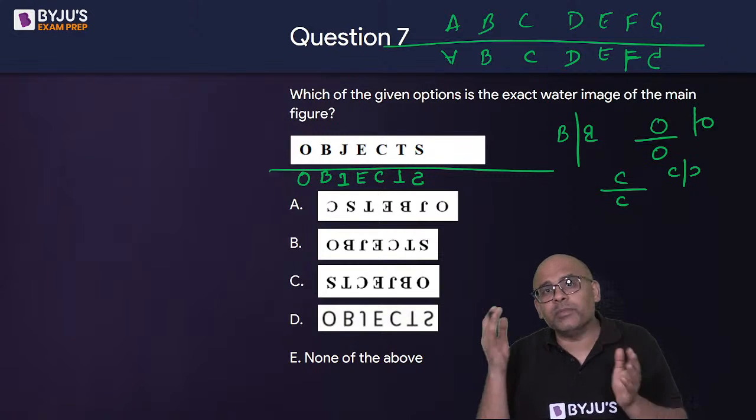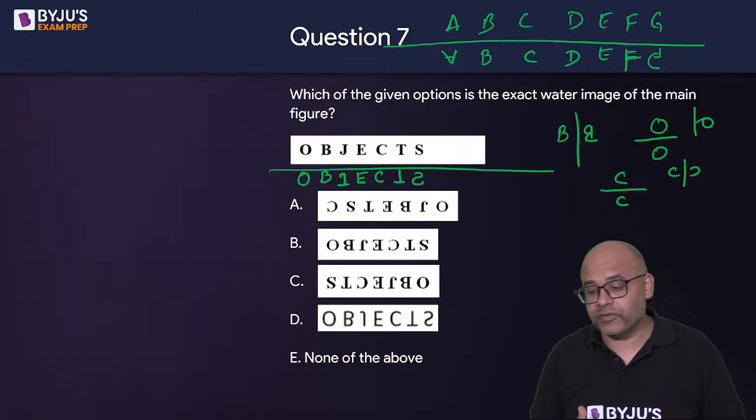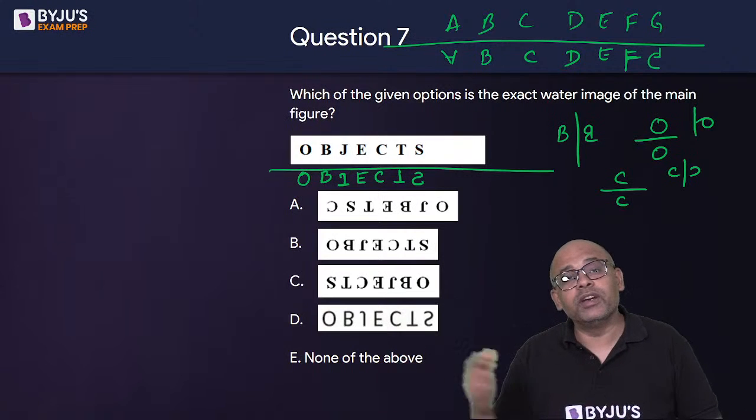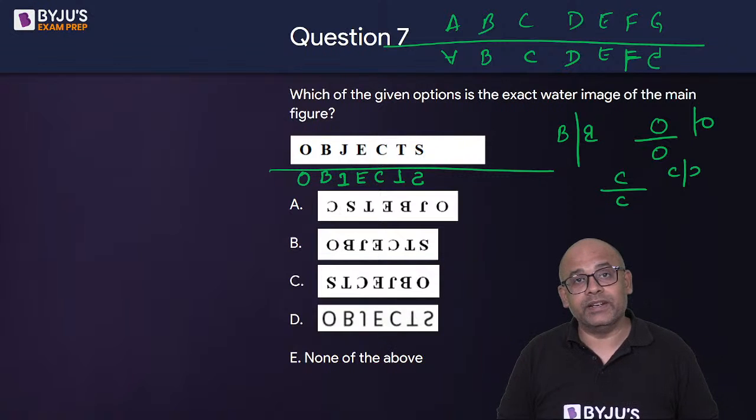So you need to spend a little bit of time to understand how the alphabets will look. Similarly, do it if the mirror is kept on the right side. So that is called mirror image. This is called water image.